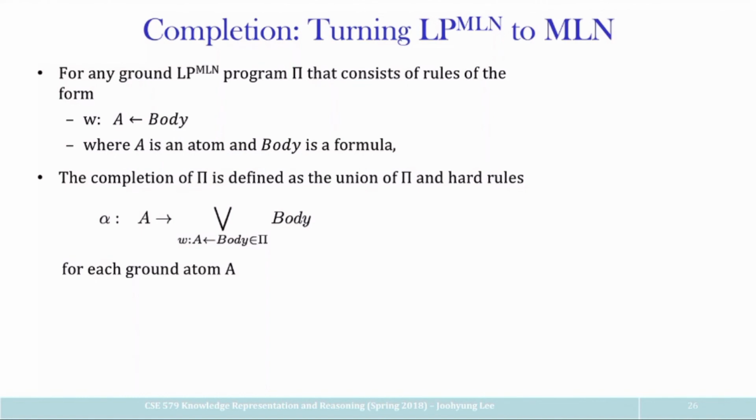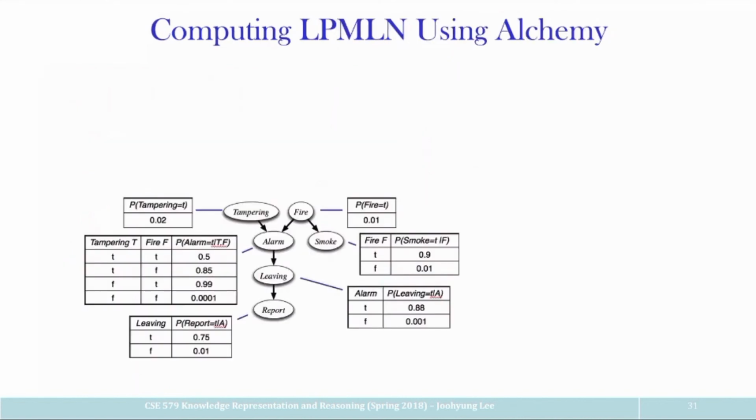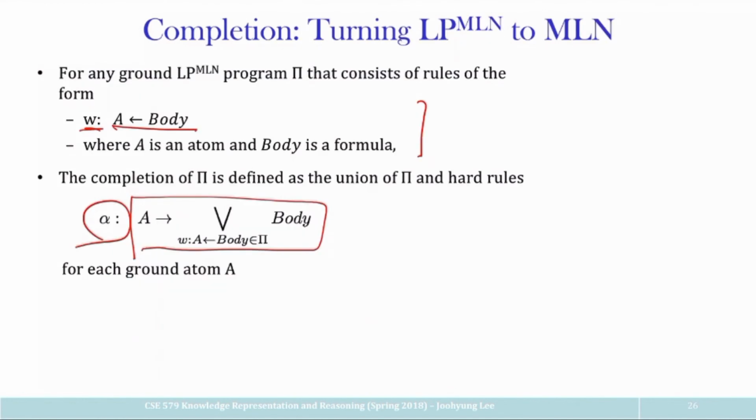Well, assume that the LPMLN program consists of this kind of tight program, okay? So you can have certain weights with some rules, A if body. Completion is actually the same as before, but what we assign to the completion formula is infinite weight alpha. And that's it. Easy, right? Okay, so I don't have an example because it's so straightforward.